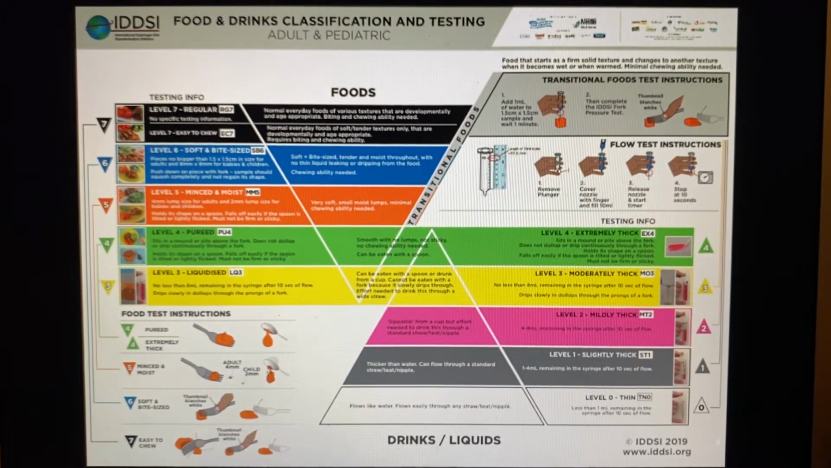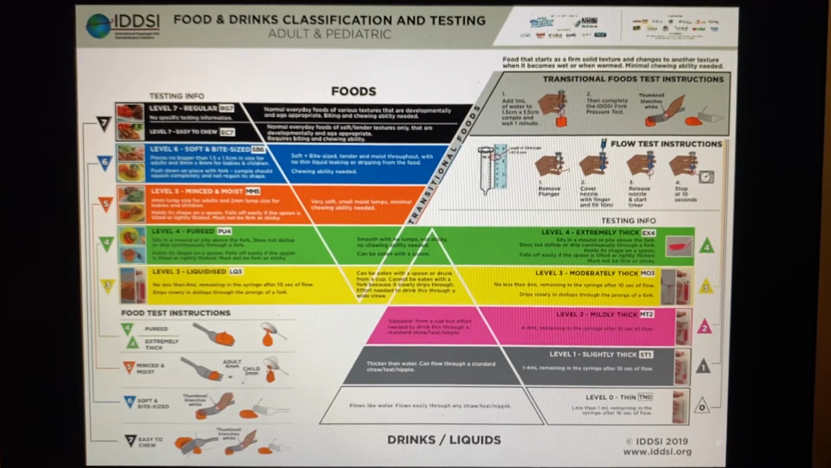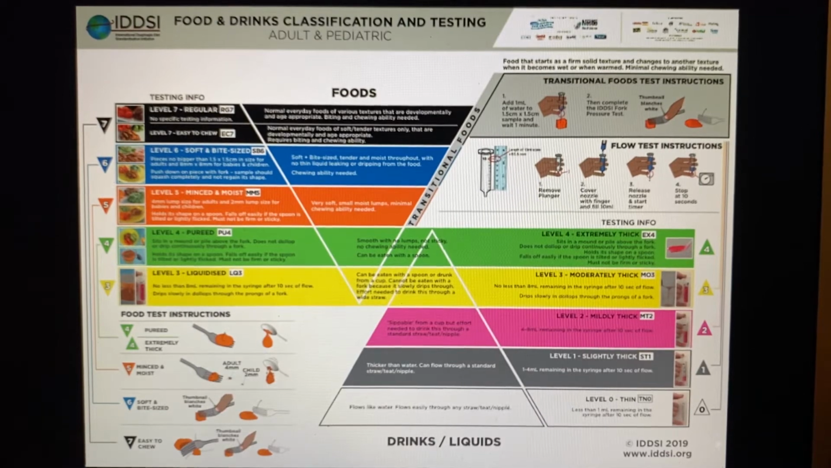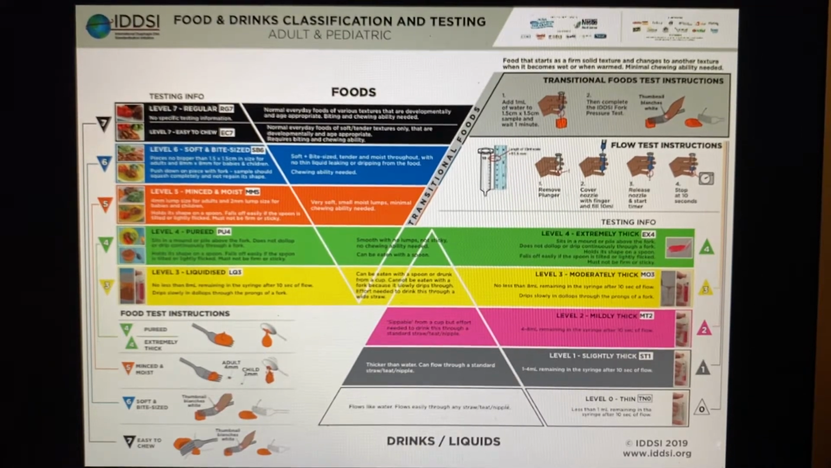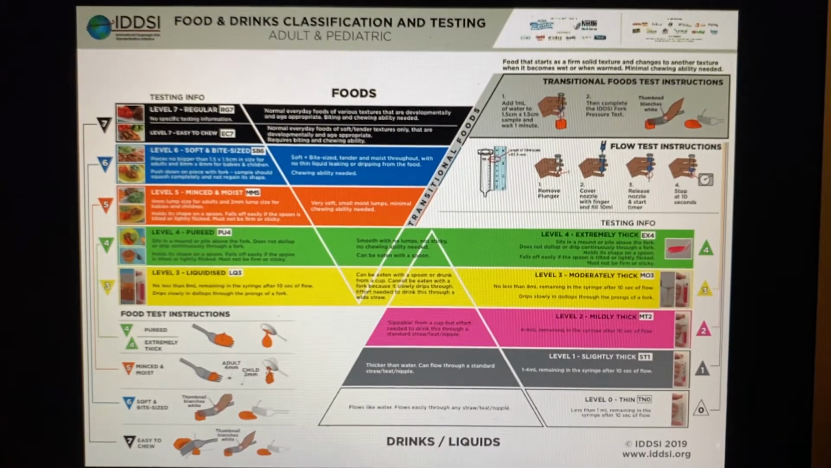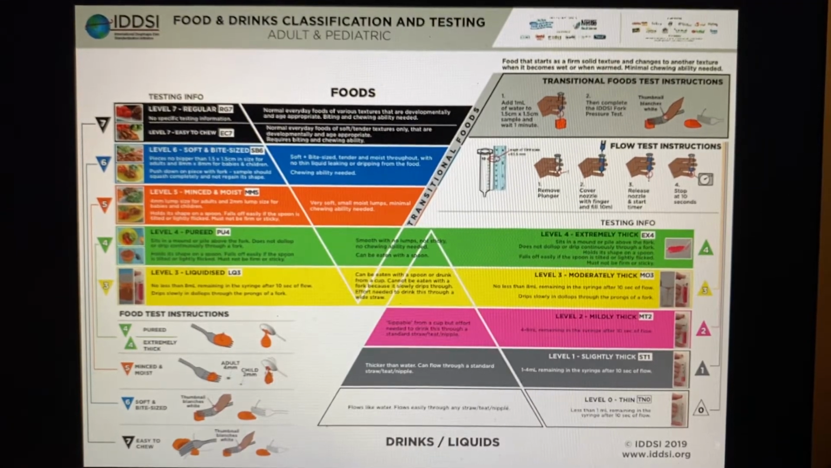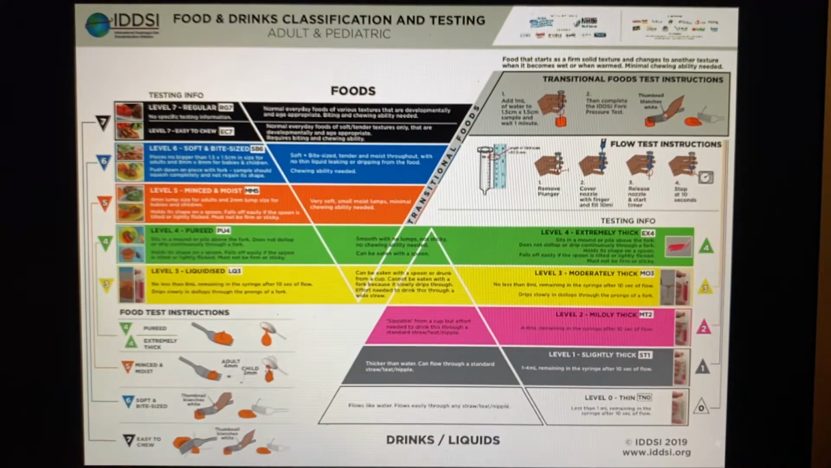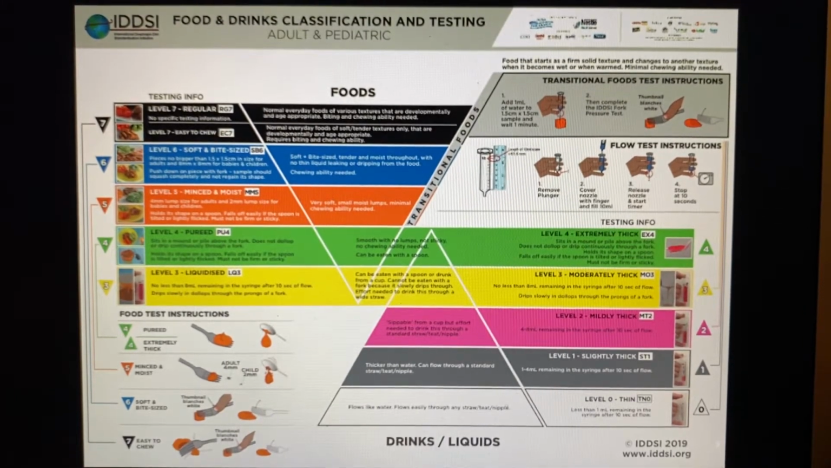Then, as you move over to your right, you have a pyramid for drinks and liquids, and this has to do with the consistency or thickness of the liquids as you can thicken them. So it starts off with thin, which would be like water, which is a 0. You go up 1, slightly thick, 2, mildly thick, 3, moderately thick, and 4, extremely thick.